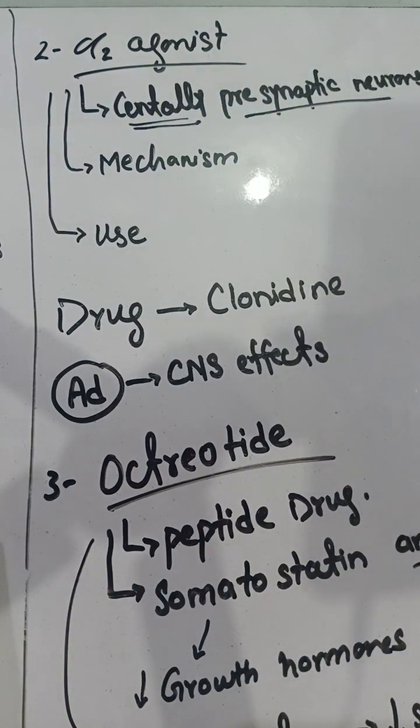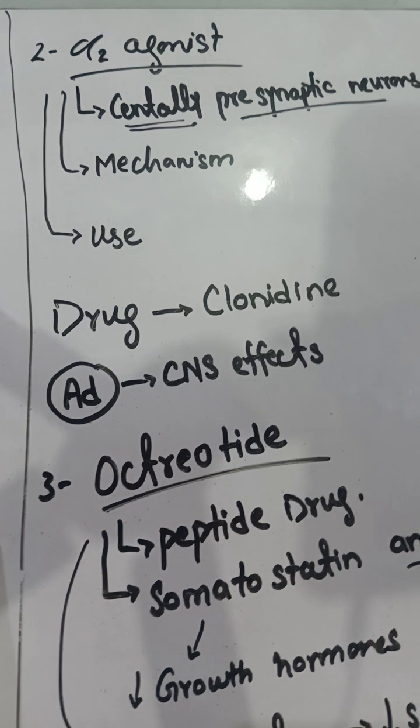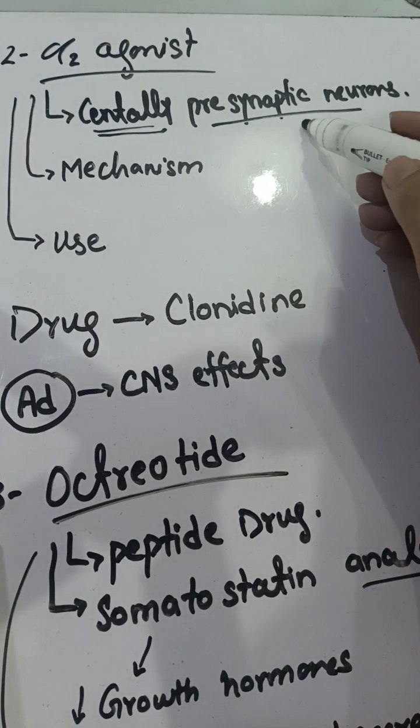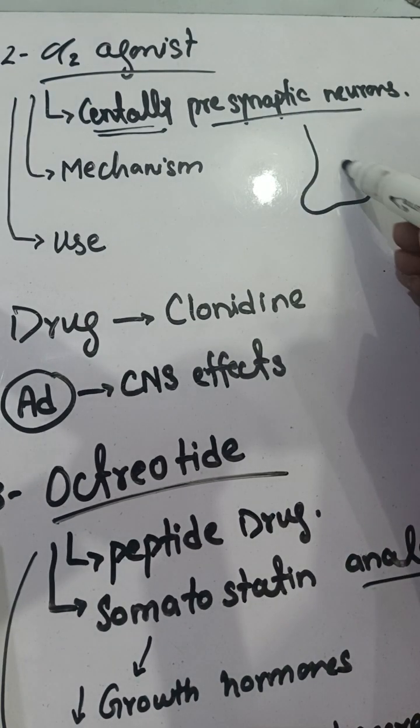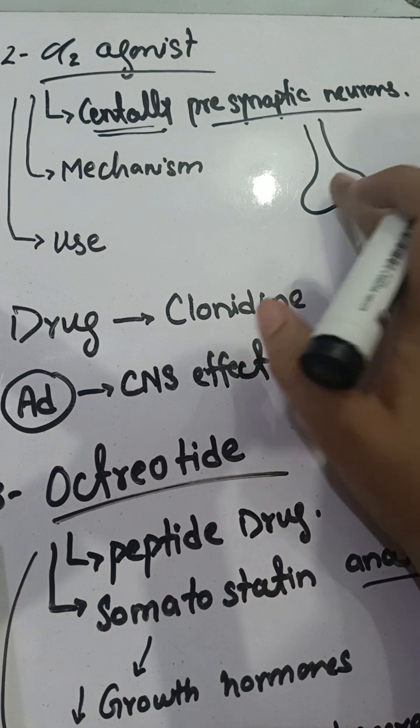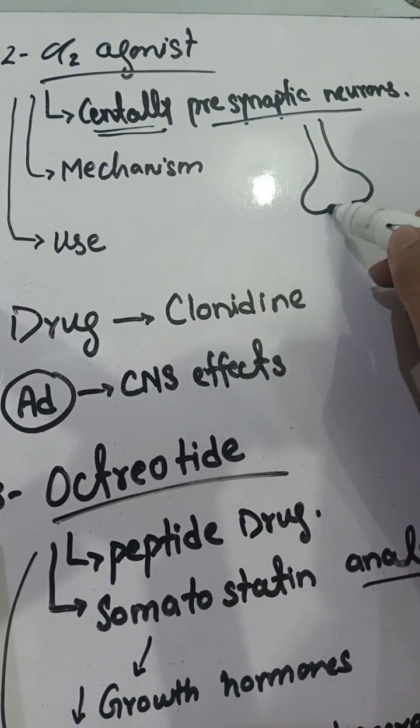So it means it can enter the central nervous system, it can cross the blood brain barrier. Next we will discuss their mechanism. So actually they have inhibiting property. So they are present on the presynaptic neuron, where the vesicle combines and the acetylcholine is going to release.